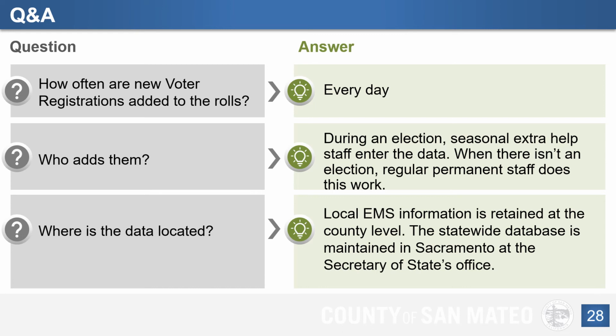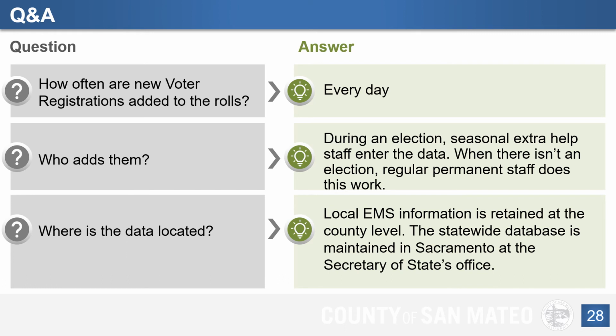Question: how often are new voters added to the voter rolls? Answer: all the time. Voters are being added and removed by VoteCal even after normal business hours. Question: who adds them? Answer: during an election, seasonal extra help staff enter the data. When there isn't an election, regular permanent staff does this work.